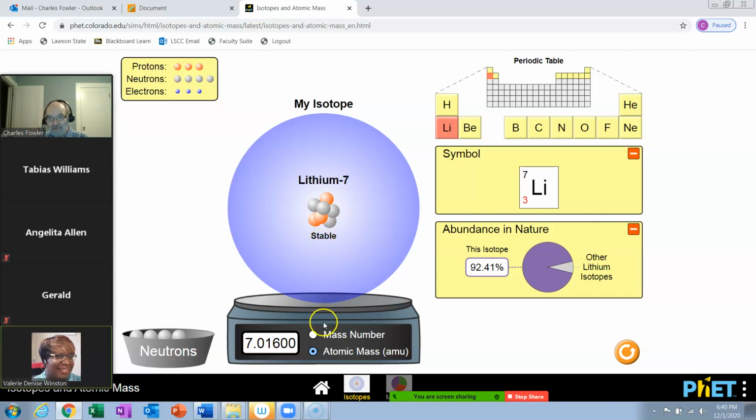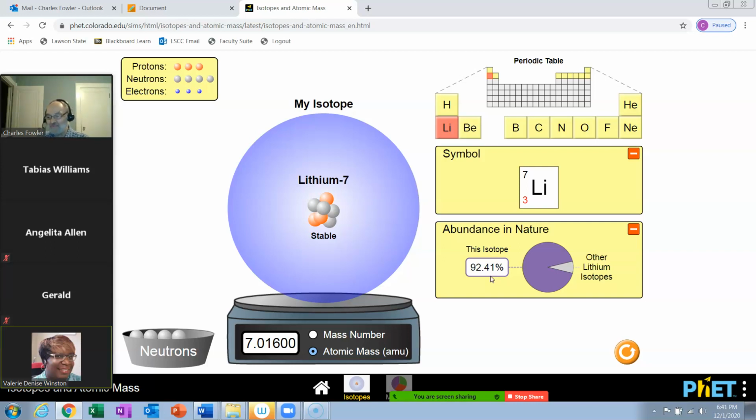The mass number? Anyone want to make a guess? Maybe 7. Exactly. Atomic mass? 7.0160. Perfect. And the symbol? 7,3Li. Got it. Li stands for lithium. 7 is its atomic mass. 3 is its atomic number. Okay. Abundance in nature? 92.41%. Oh, I'm sorry. Okay. All right.